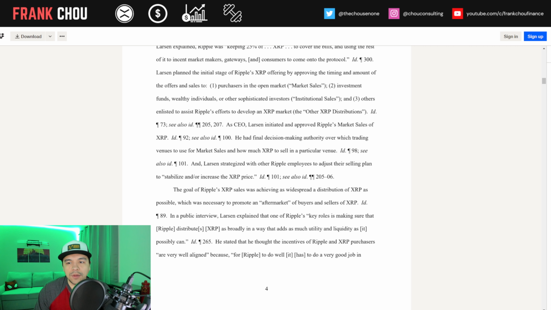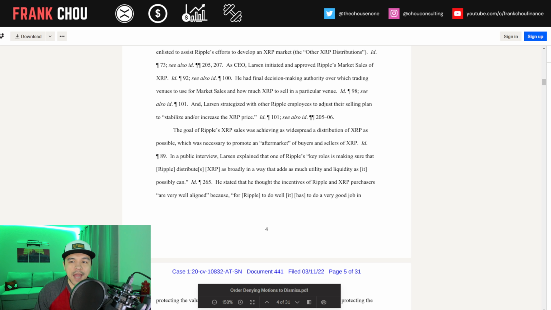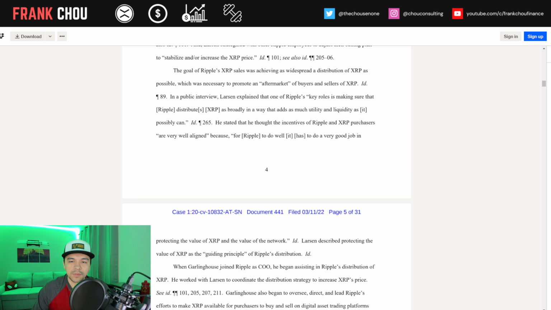As CEO, Larsen initiated and approved Ripple's market sales of XRP. He had final decision-making authority over which trading venues to use for market sales and how much XRP to sell in a particular venue, and Larsen strategized with other Ripple employees to adjust their selling plan to stabilize and/or increase the price of XRP. The goal of Ripple's XRP sales was achieving as widespread a distribution of XRP as possible, which was necessary to promote an aftermarket of buyers and sellers of XRP.